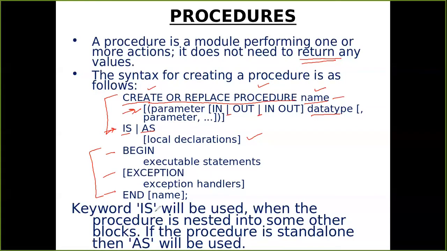So the keyword IS will be used when the procedure is nested into some other block. If the procedure is a part of some other block, then you can use the IS keyword. Otherwise, if the procedure is a standalone procedure, then you have to use the AS keyword. So we can have two kinds of situations: whether our procedure is a part of some broader block, or it is standalone. If it is standalone, you have to use the AS keyword. Otherwise, you can use the IS keyword.